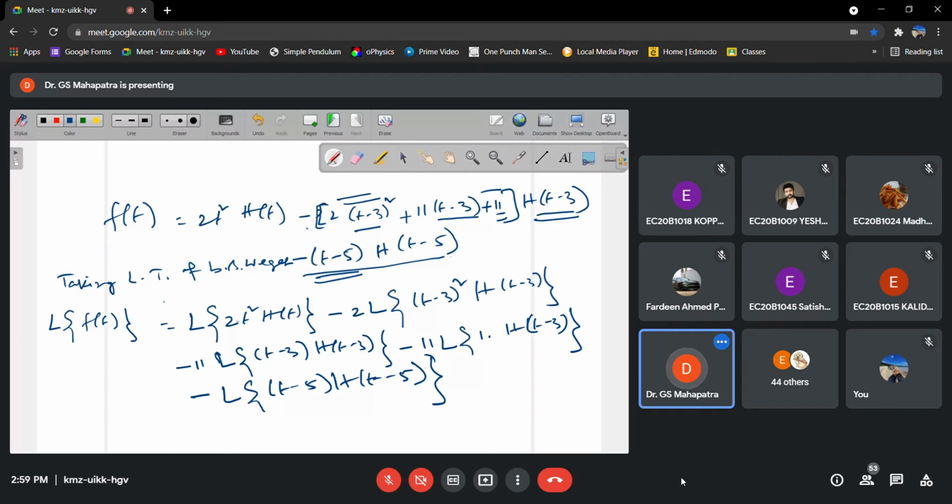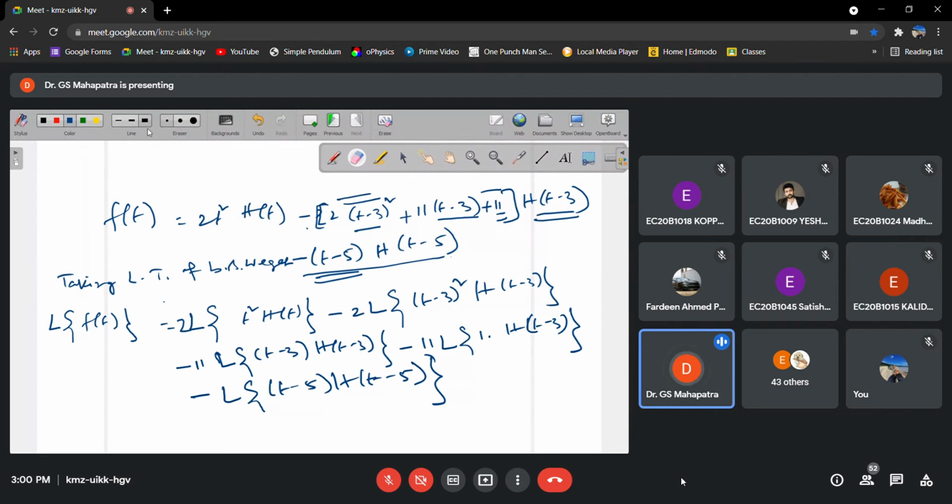So we have to find 1, 2, 3, 4, 5 Laplace transforms. Okay, so those 5 Laplace transforms you have to find. So the first one is 2 outside, Laplace transform of, I will not write here itself, I will write the Laplace transform of this one.